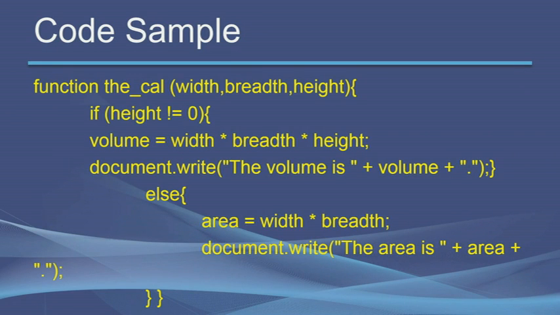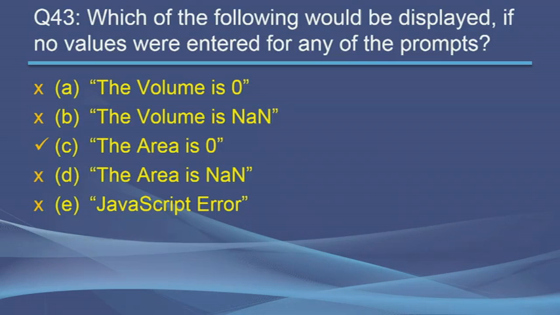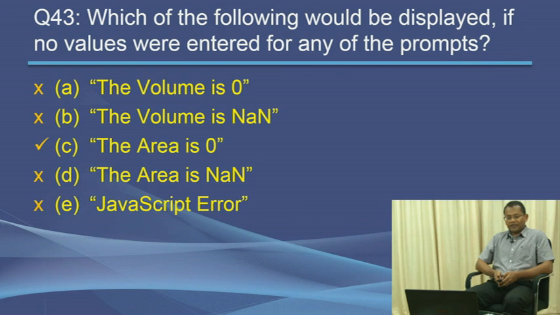But if width, breadth and height were still using global variables w, b and h, then also this function would work. So that's the answer to the previous question we were talking about. If you remember the previous code, or if you have the paper with you, question 43, which of the following would be displayed if no values were entered for any of the prompts? So if no value was entered into the prompts, the volume is 0 wouldn't work. The volume is not a number wouldn't work because by default it will take the 0 values.